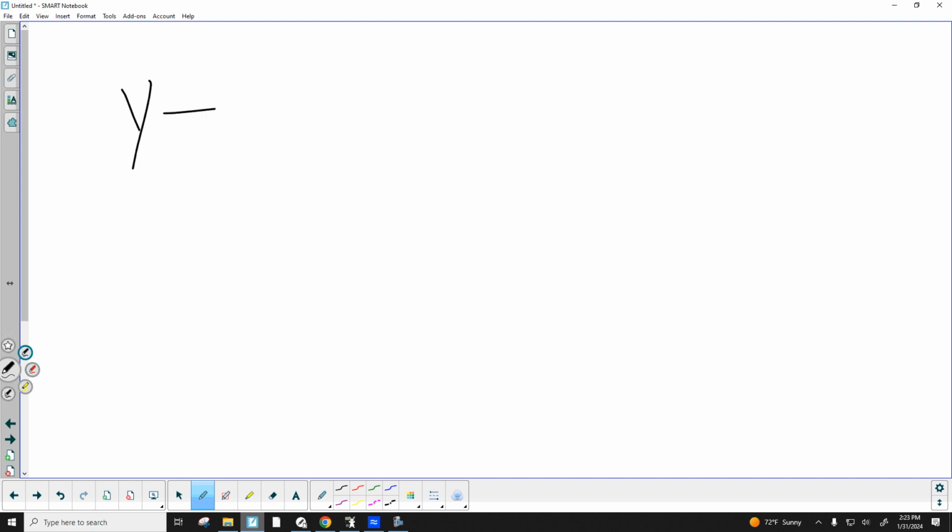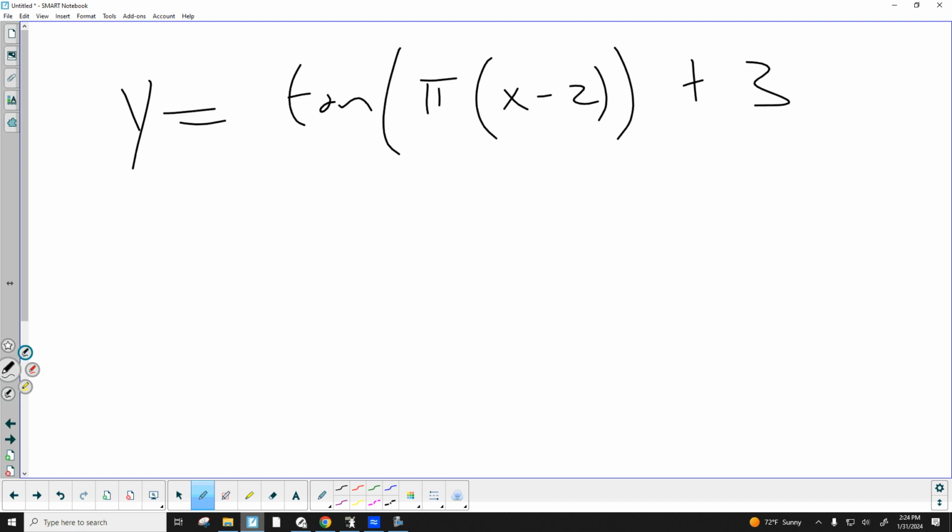All right, ready? Y equals tangent of pi x minus 2 plus 3. What's your graph look like? Find on your back some more space to do that. What's your graph look like? Now, you're going to have to get used to it.